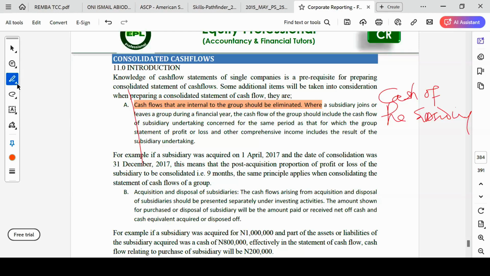Also, B, you have acquisition and disposal of subsidiaries. So the cash flow arising from acquisition and disposal of subsidiaries should be presented separately under investing activities. The amount shown for purchase or disposal of subsidiary will be the amount paid or received net of cash and cash equivalent acquired or disposed. I think this is what I have just explained. So I'll move on.